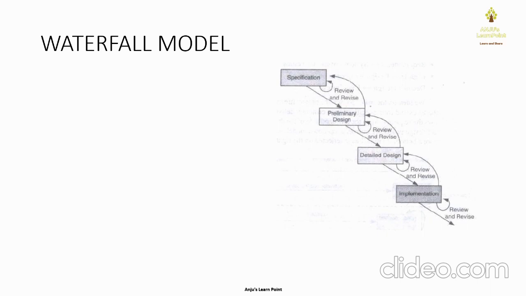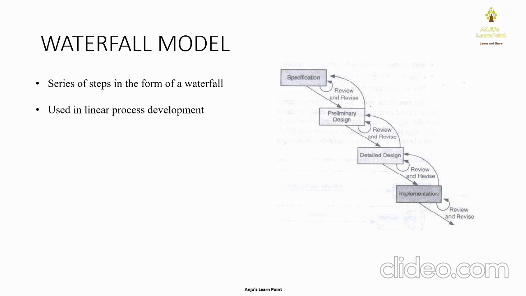This model is basically used in the manufacturing as well as the construction industry. So we can see such a model or design in manufacturing as well as construction industries. It represents a series of steps which appear in the form of a waterfall. You can see in the diagram that it appears in the form of a waterfall. It is a model used in linear process development. It is a sequential design process often used in software development, in which we can see the progress as flowing downwards through different phases.